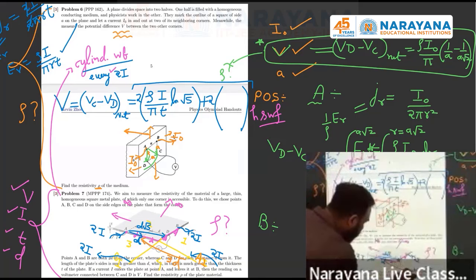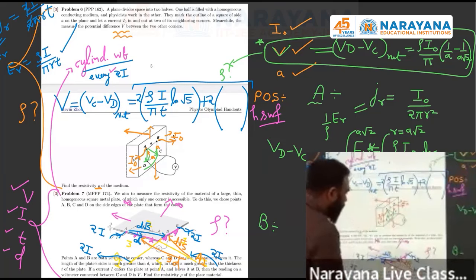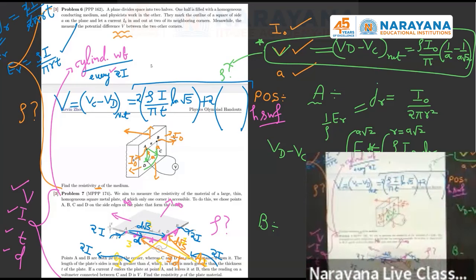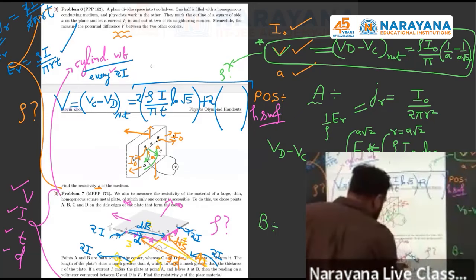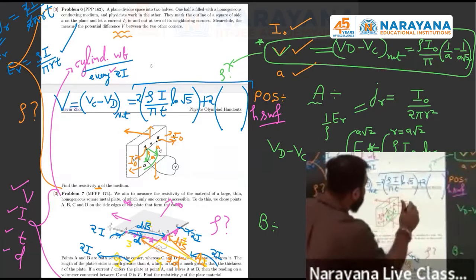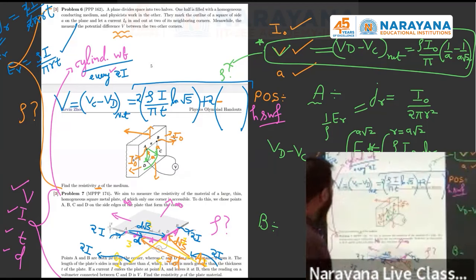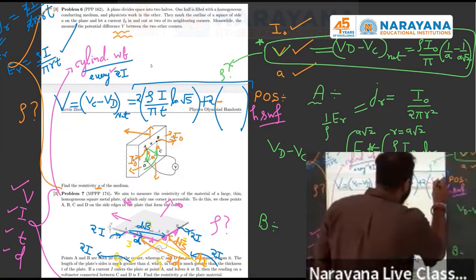And the distance of D from this point is d root 5. So again, there is a difference. The current will keep on moving outwards, and now D will be at a higher potential because it is at a lower distance. So I have to take a minus sign. It should be negative, and the term should be rho I upon pi t.